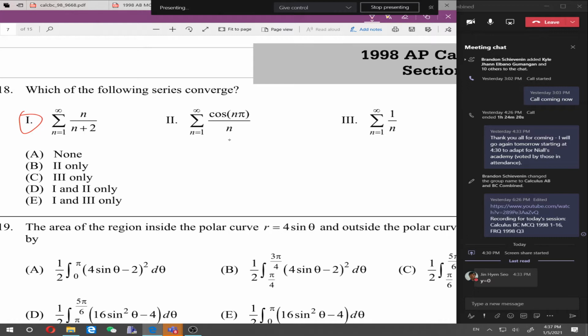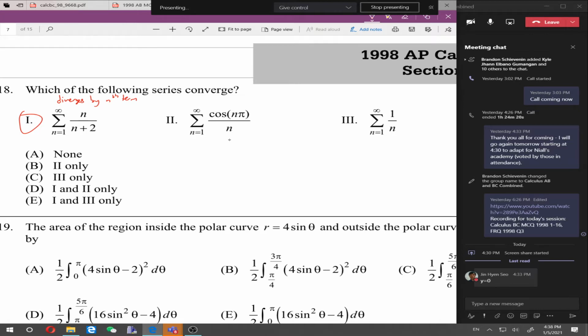Nth term test. Nth term test, right. So, number 1 diverges by nth term. As long as the limit of our sequence is not 0, then the whole series will diverge.